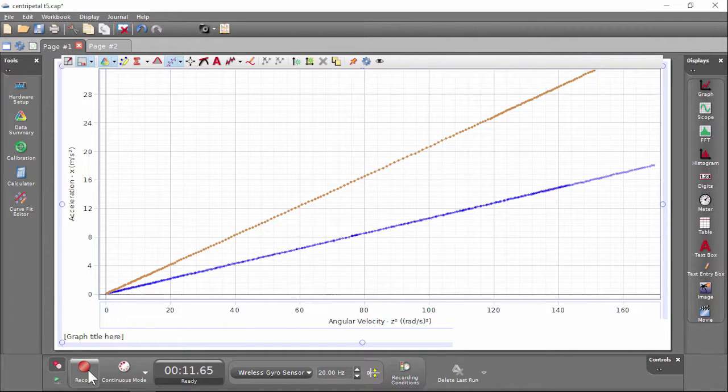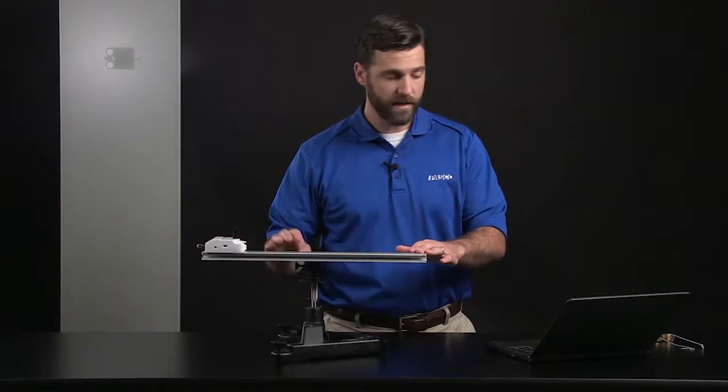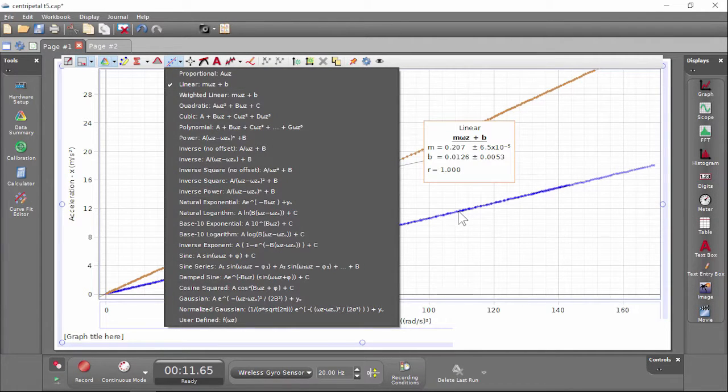Great. And we can see here that obviously there was an effect. So increasing the radius increased the slope of that curve on our acceleration versus angular velocity squared graph. And now, what exactly is that relationship? Well, let's put on a couple of linear curve fits here and take a look at the slopes.